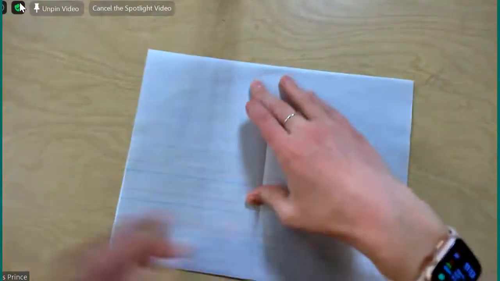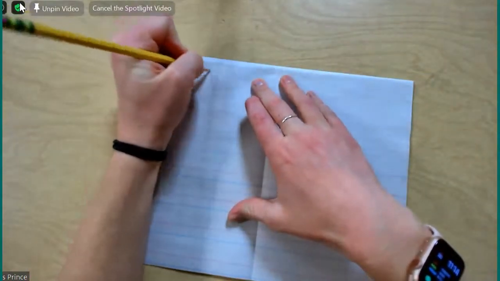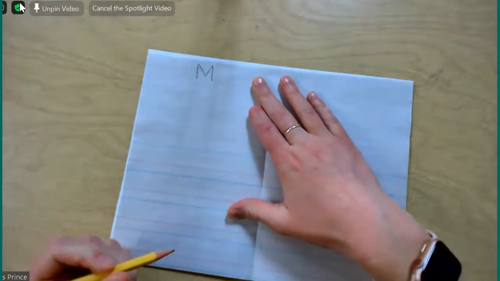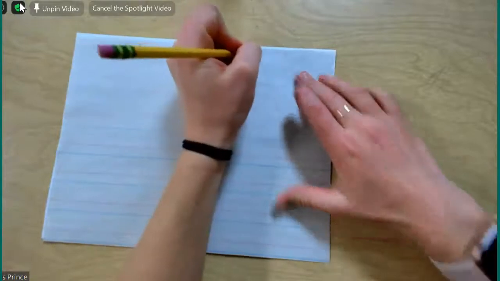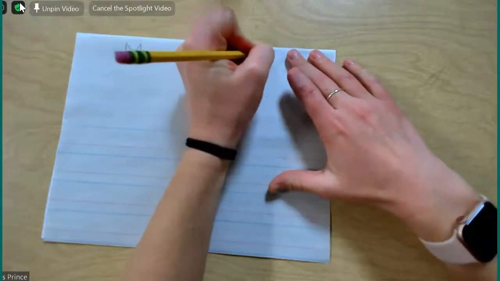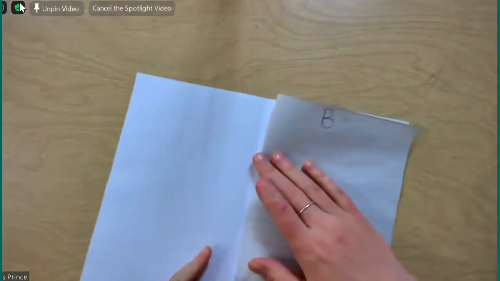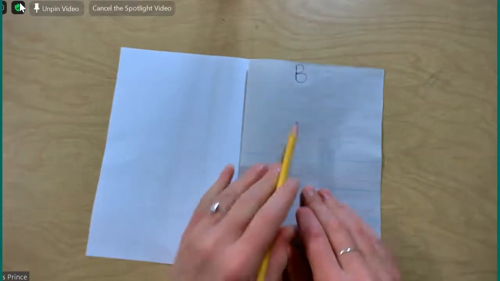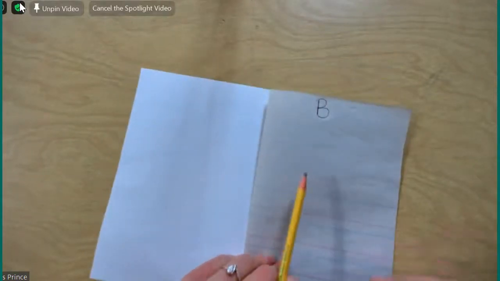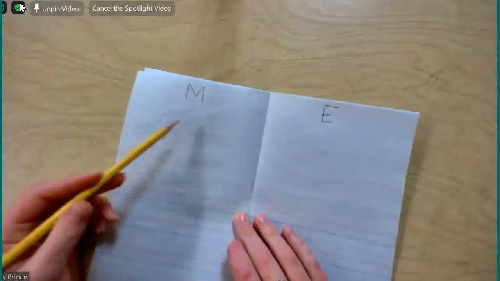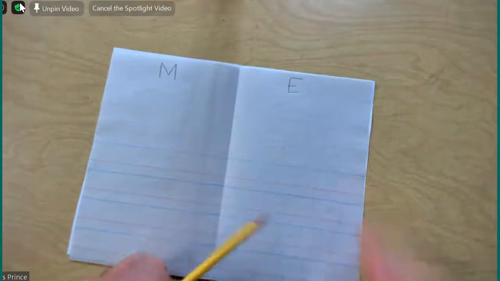Then we're going to put an M for middle and an E for end. So you're going to have the beginning of your story here with your sentence, something that happens in the middle of your story right here with one sentence, and the end with one sentence.